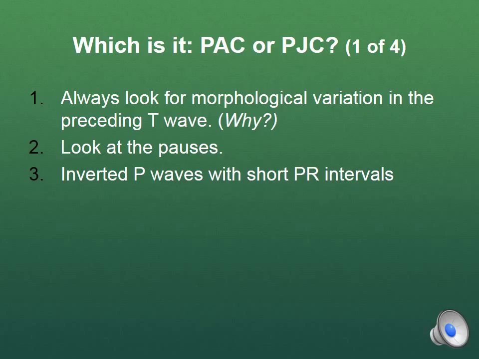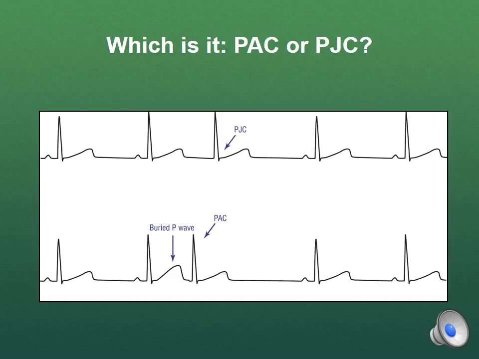So whenever we're trying to determine if it's a PAC or a PJC, we need to look at the morphological variation in the preceding T wave, and then we need to look at the pauses and look for inverted P waves with short PR intervals. So what we're talking about here.